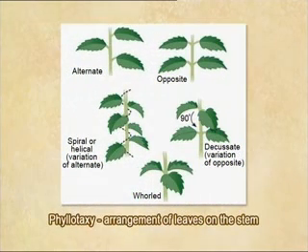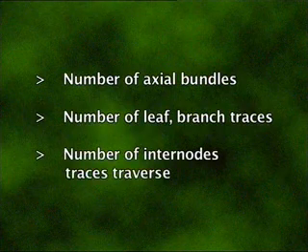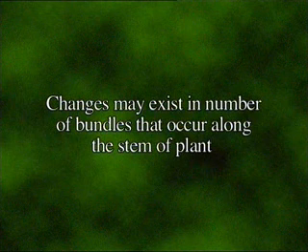The number of bundles at a given level of the stem is determined by the phyllotaxy, the number of axial bundles, the number of leaf and branch traces, and the number of internodes the traces traverse. There may exist certain changes in the number of bundles along the stem of one plant. For example, in the cross section of the stem that develops first, that lowermost portion, the number of bundles is less than that seen in the cross sections of higher portions. A further decrease in the number is also seen in the portion prior to the development of floral primordia.